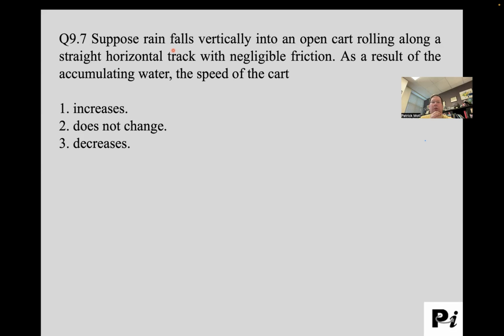So rain falls vertically into an open cart. The cart is rolling along a straight horizontal track with negligible friction. As a result of the accumulating water, what does the speed of the cart do? So think about it, talk it over with your neighbors, and then we will talk about the answer together here in just a second.